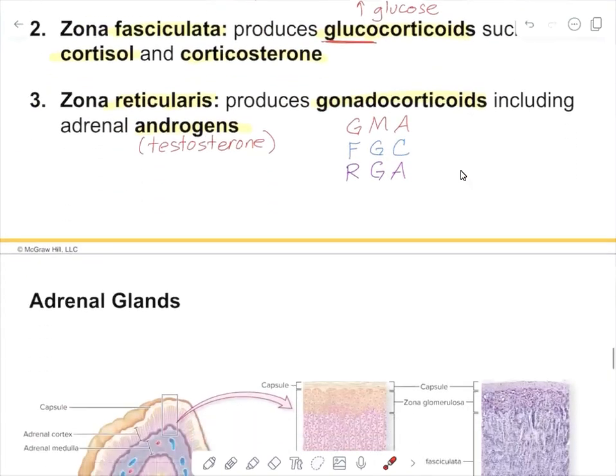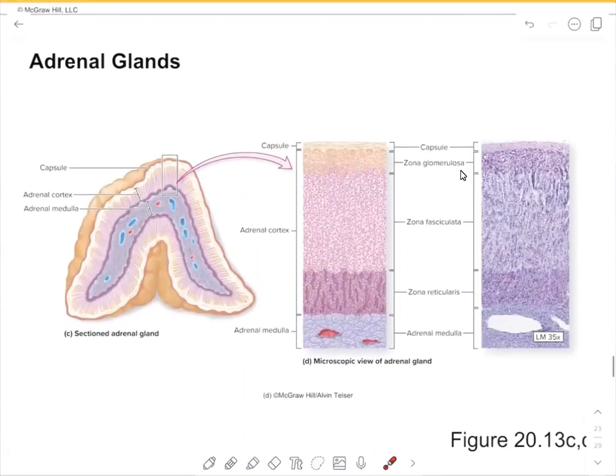So let's look at an image of the adrenal gland here. We can see the outer adrenal cortex, which is essentially going to be endocrine tissue because it's going to be ductless glands that secrete hormones into the blood, whereas the adrenal medulla is actually nervous tissue, and it's an extension of the sympathetic nervous system.